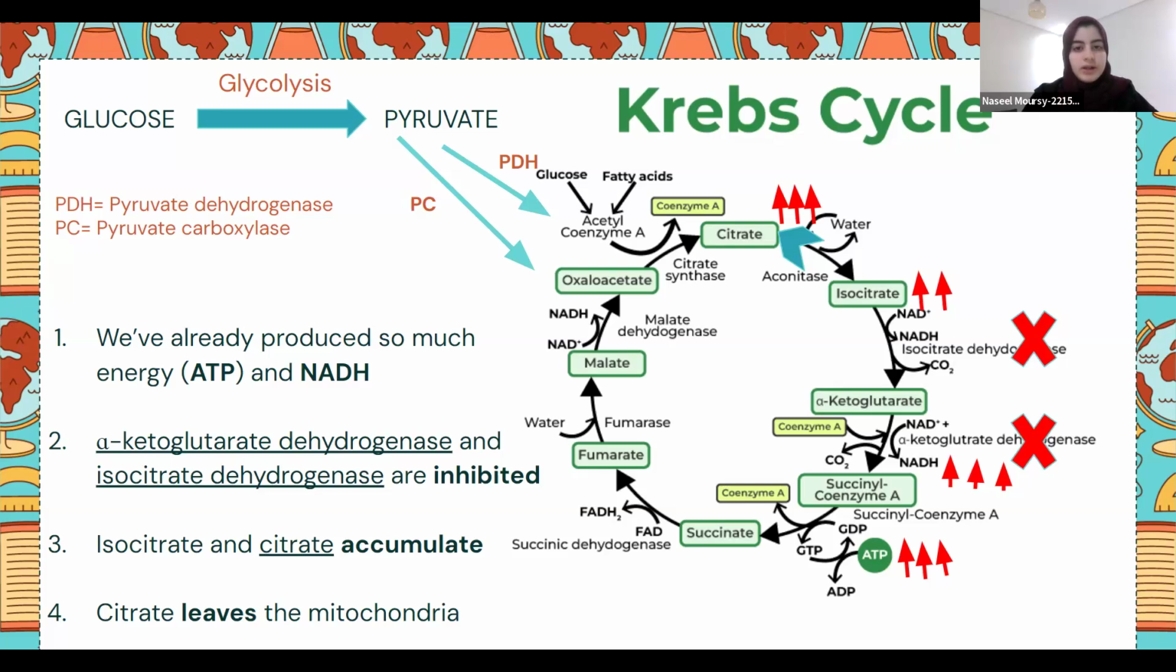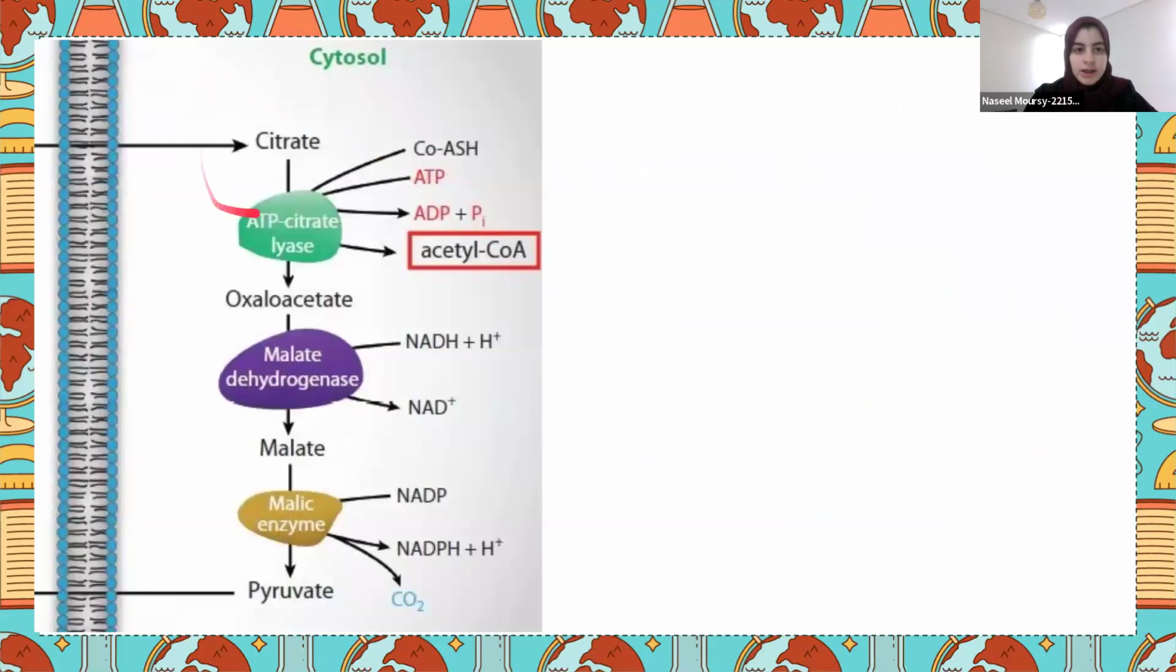So we said citrate leaves the mitochondria, right? So we're back in the cytosol, okay? I've taken this picture from your slides, your lecture, but trust me, this was the best there is, okay? So we'll go through it in detail. So citrate, now it's outside. It's in the cytoplasm where we need it to be, okay?